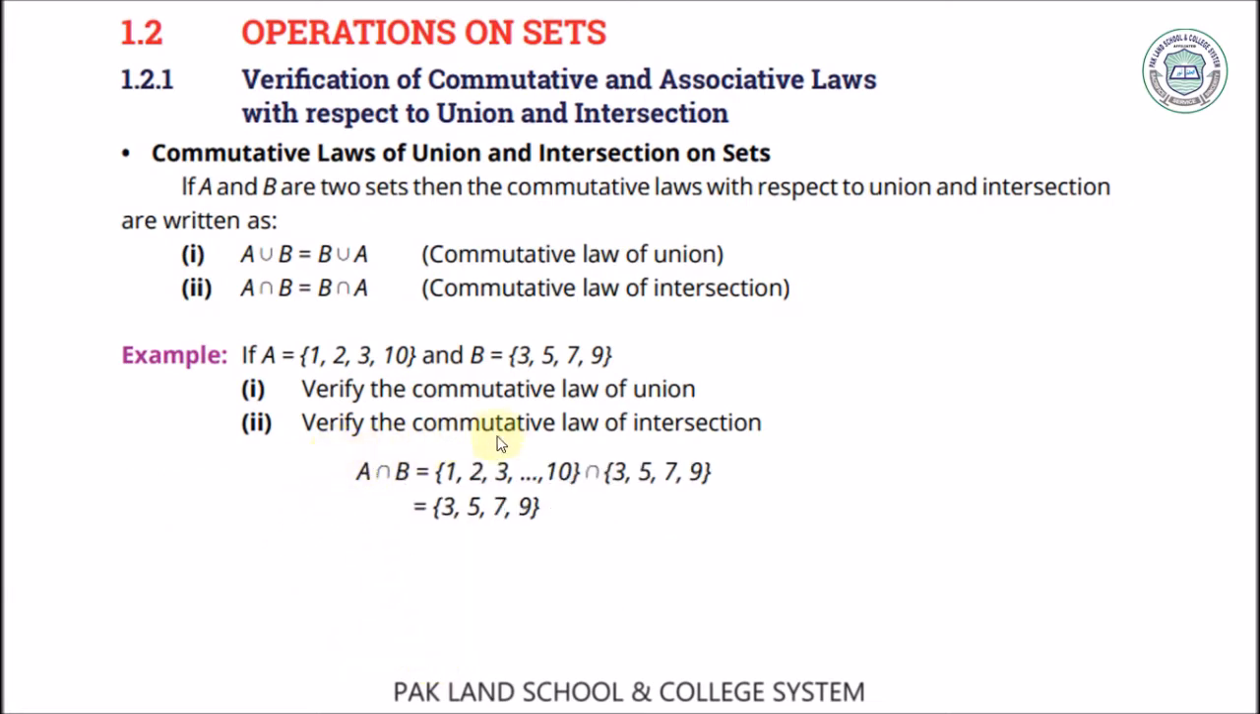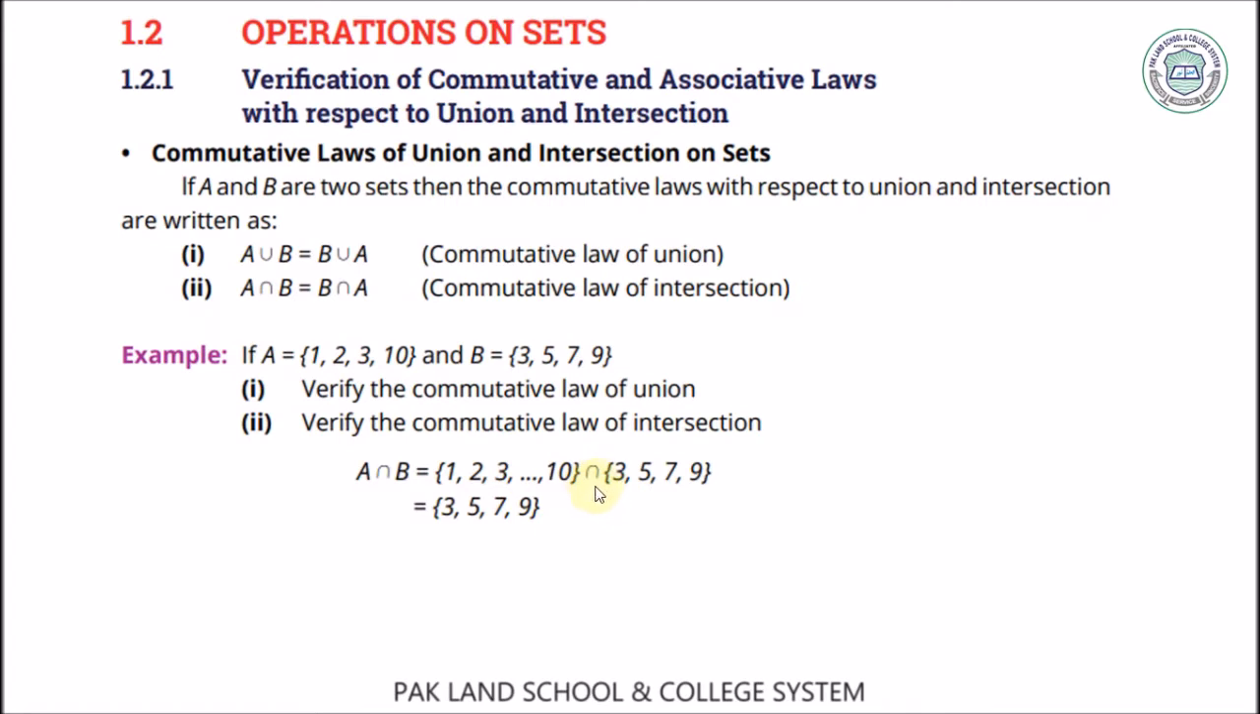Second is to verify the commutative law of intersection, that is A intersection B. What is the meaning of intersection? Intersection of two sets A and B is a set which consists of only the common elements of both A and B. So first we write set A, intersection.